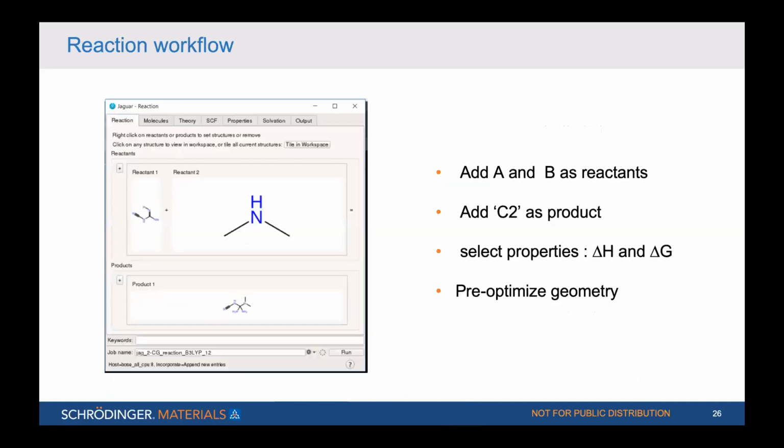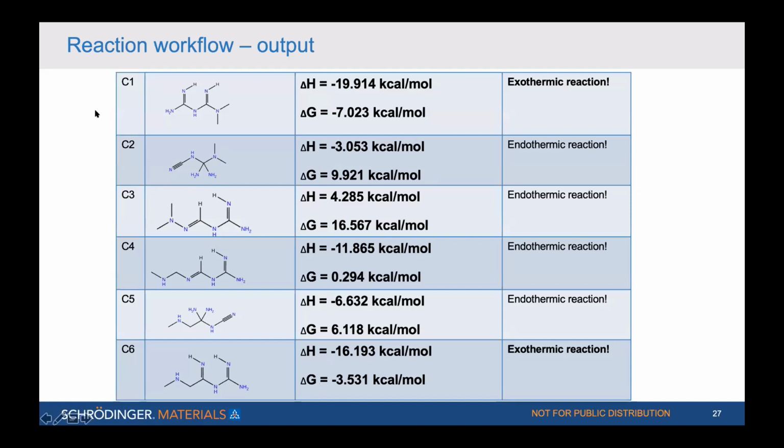So we take all these components to this reaction workflow, which is a quantum mechanics-based workflow. You can add your reactants and your product structure, and then calculate the delta H and delta G of the reaction. Delta H and delta G would tell us whether the reaction is spontaneous or non-spontaneous. C1, our major product metformin, is an exothermic reaction. When you look at all the other reactions, they are all endothermic, whereas only one other component is an exothermic reaction.